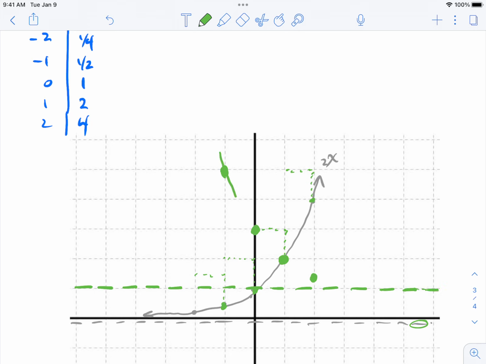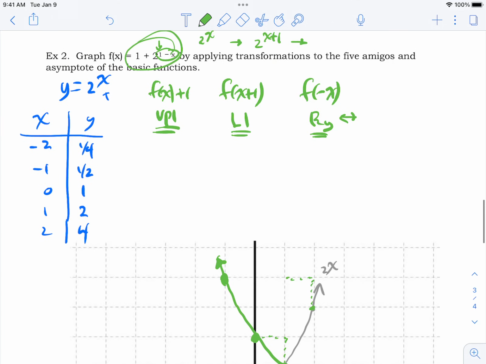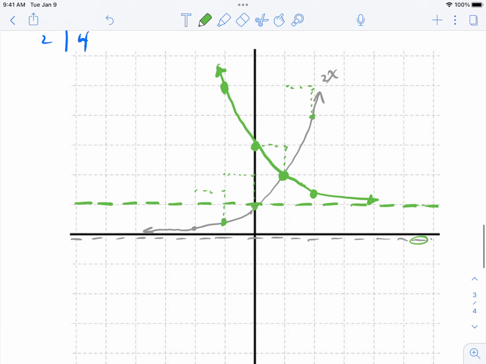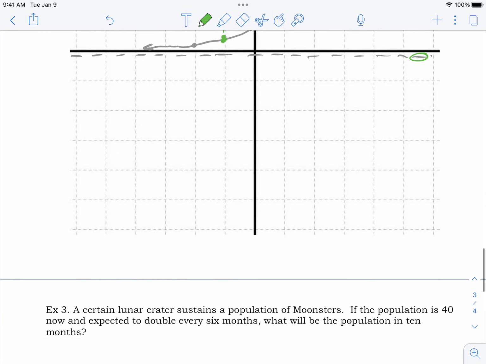I've got those nice 4 points. Give me a really good idea what's happening here. So I can kind of draw my line. Don't forget your arrowheads. Don't forget your asymptote. And so on. So that's how you can bang out a graph of that funky looking thing. Start with the basic function, apply your transformations, and bada boom, bada bing, you'll have a really nice looking graph.